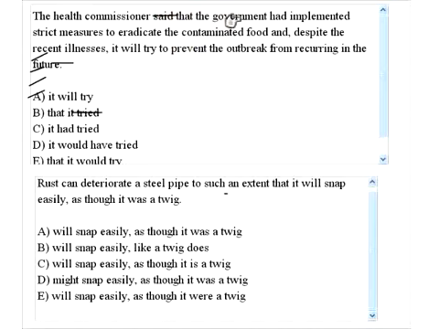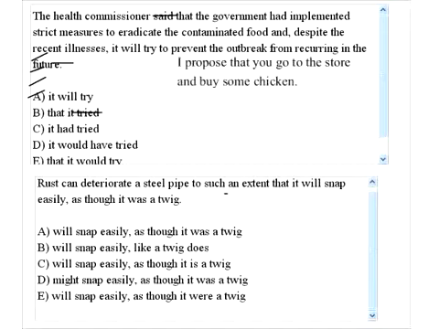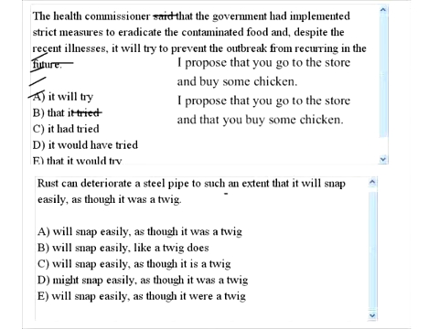Said that the government will. So the government had implemented, and yeah, I mean, we do want the that. That is a little bit confusing because I can say like, I propose that you go to the store and buy some chicken. I propose that you go to the store and that you buy some chicken. They're both kind of okay.